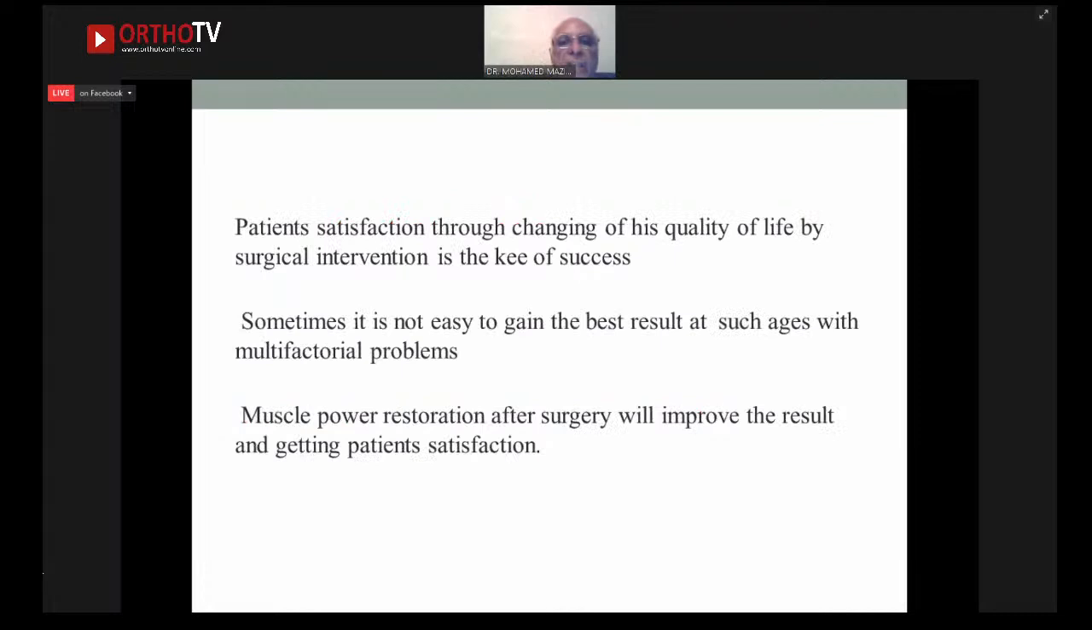Patient satisfaction through change: if the patient is not happy, this is a failure from you, from the procedure. So why? What is the indication of the operation at such a risky and critical age? Sometimes it's not easy to gain the best result at such ages with multifactorial problems. Although you are a skillful surgeon, you did your best, and the alignment is good, the patient is not satisfied, because muscle and bone restoration after surgery is very important. We have to send the patient to a good physiotherapist and rehabilitation program to improve his muscles.